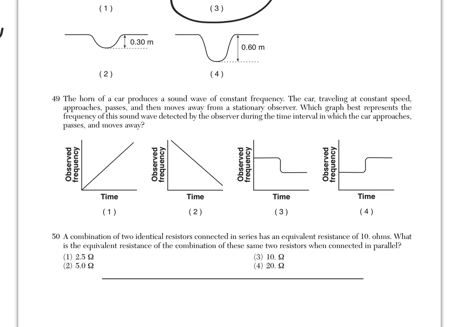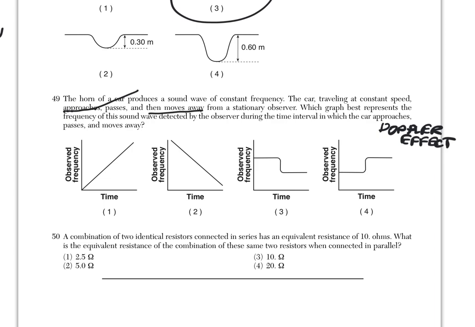49, we have frequency against time, and it says a horn of a car has a sound wave of constant frequency. The car at constant speed approaches and then moves away from a stationary observer. Which graph represents frequency versus time? So when you are approaching, this is Doppler, by the way. Doppler effect.